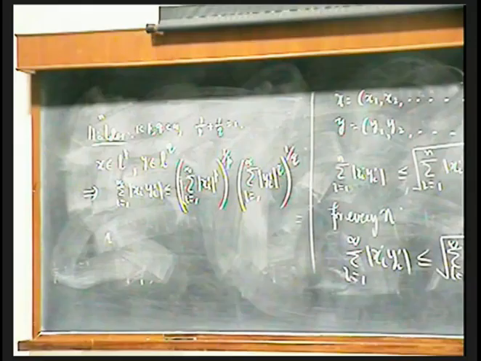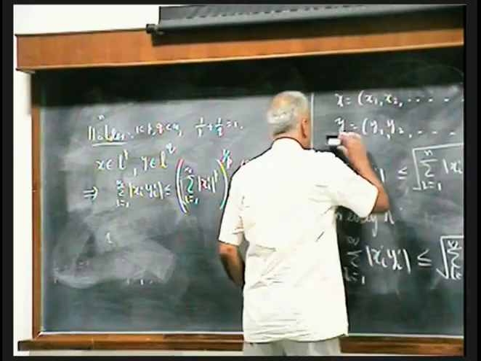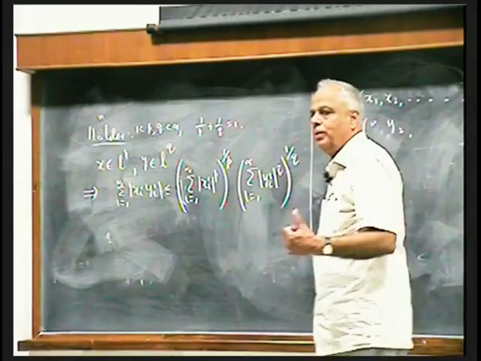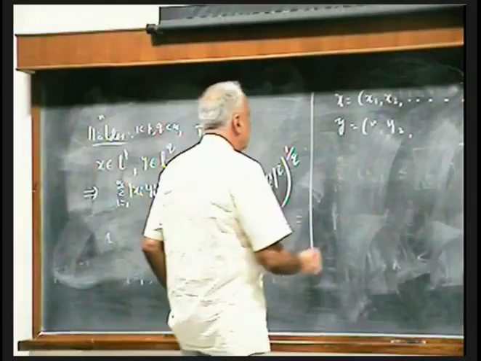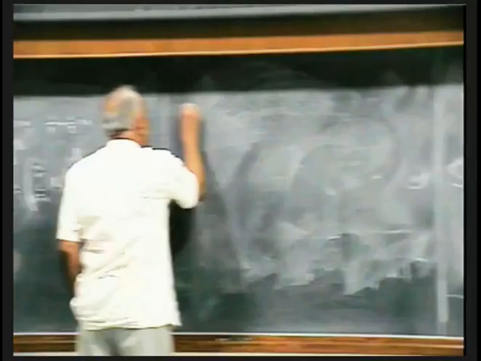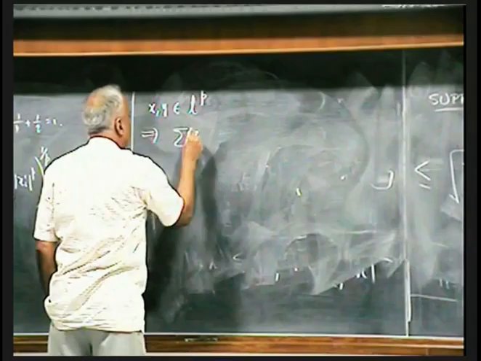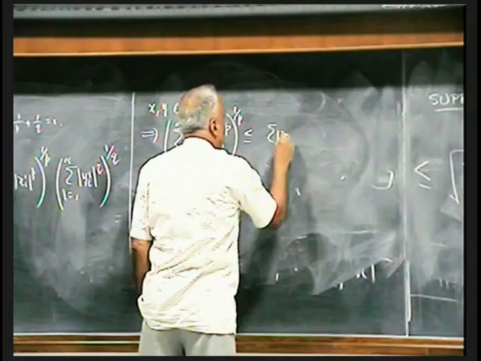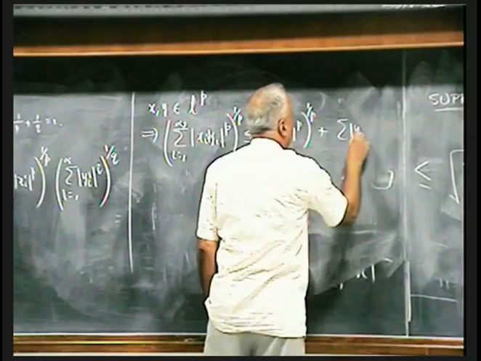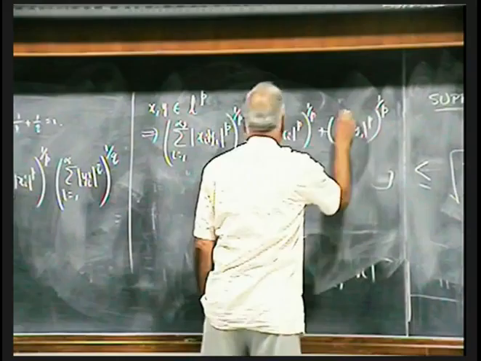Now we add one more, Minkowski's inequality. What will that be? If you look at the Minkowski's inequality, in both we get summation mod xi to the power of p, summation mod yi to the power of p. So if we have now x and y in lp, then x plus y is in lp, and summation i equal to 1 to infinity mod xi plus yi to the power of p, to the power of 1 over p, is less than or equal to summation mod xi to the power of p, to the power of 1 over p, plus summation mod yi to the power of p, to the power of 1 over p. This is the Minkowski.